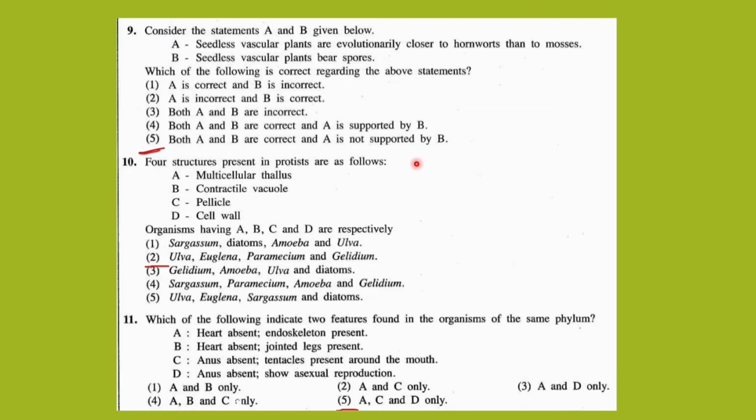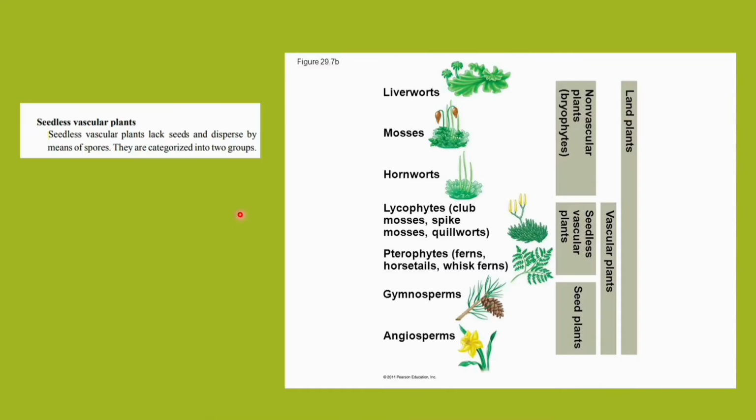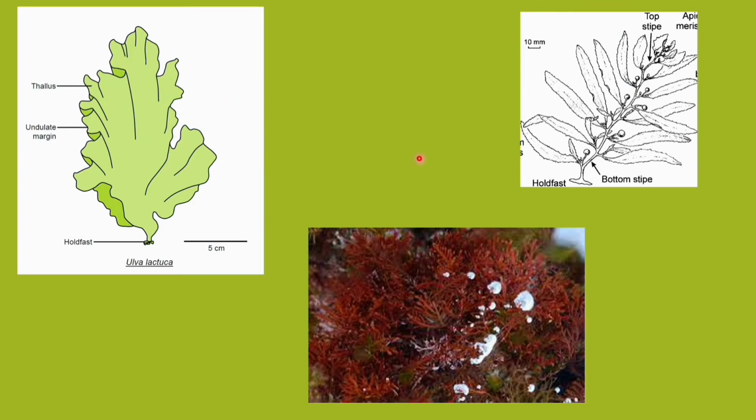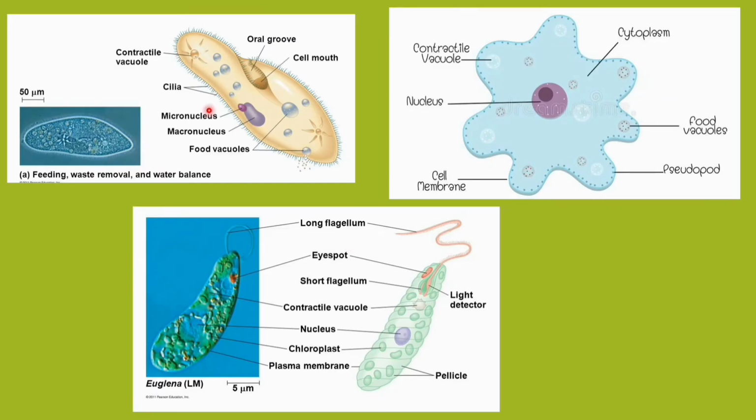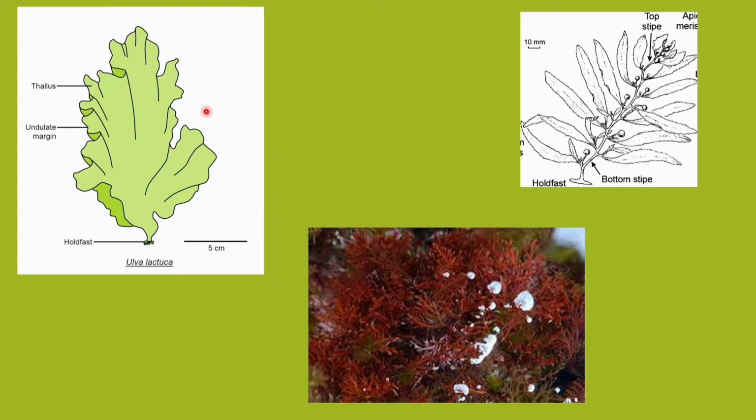Then the 10th question, it is about Protists. They have given structures present in Protists and we have to choose the correct organism. Multicellular thallus, contractile vacuoles, pedicle and cell wall. When we talk about Protists, we mainly have algae and protozoans. In algae, we can see these common features: we can see multicellular thallus and we can see cell walls.